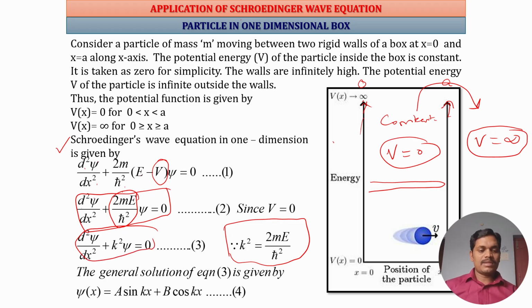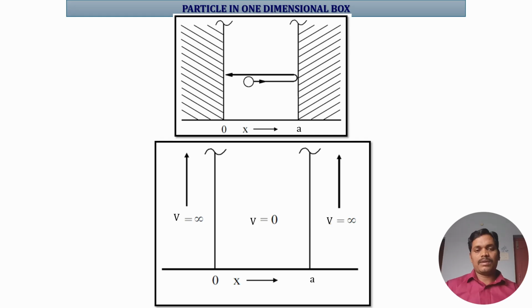Again, equation 3 is the second order differential equation. As we all know, for all the second order differential equations, there will be a solution. So the general solution for the second order differential equation is psi of x is equal to A sin kx plus B cos kx, where A and B are arbitrary constants. This is the important point we have to understand, and based on this assumption, we can derive further.